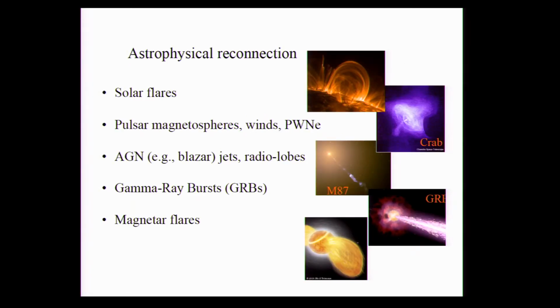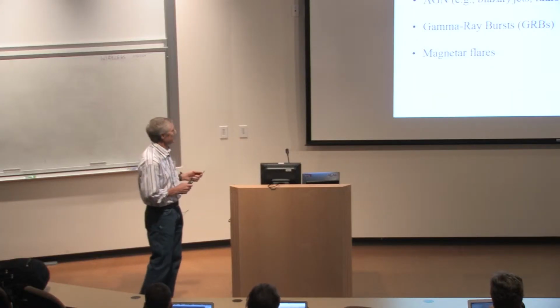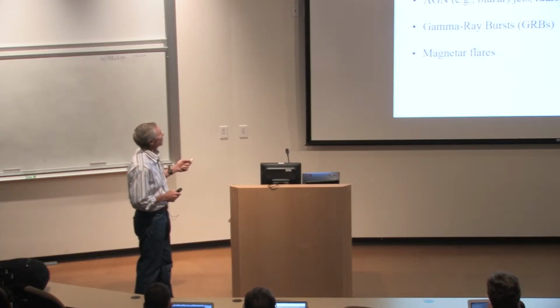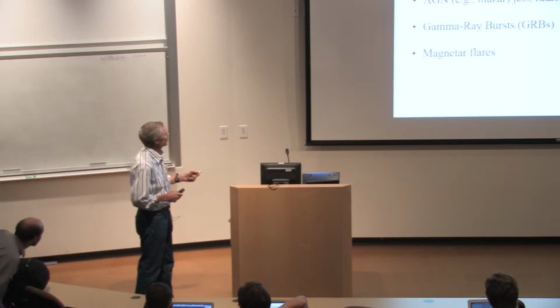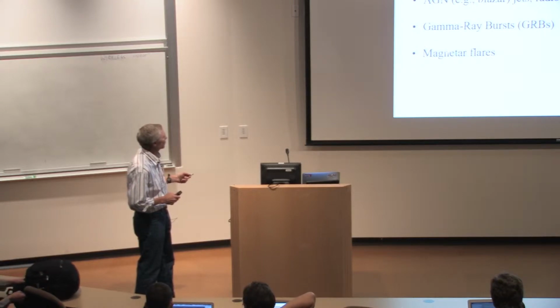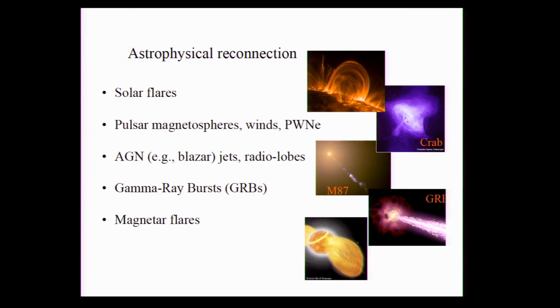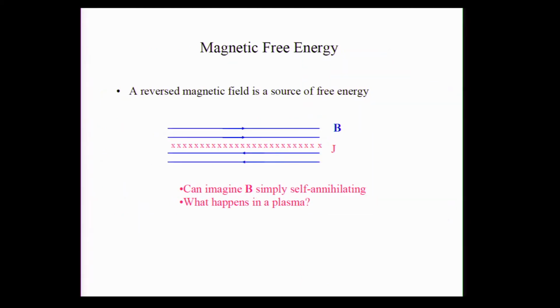I've been going to meetings similar to this for a number of years, and there's a lot more interest in magnetic reconnection than there used to be, and there's a number of different areas where people think it could be important. Of course, solar flares and pulsar magnetospheres, AGNs and radio lobes, perhaps gamma ray bursts, and also magnetar flares. There's a lot of different areas where magnetic reconnection is believed to be important.